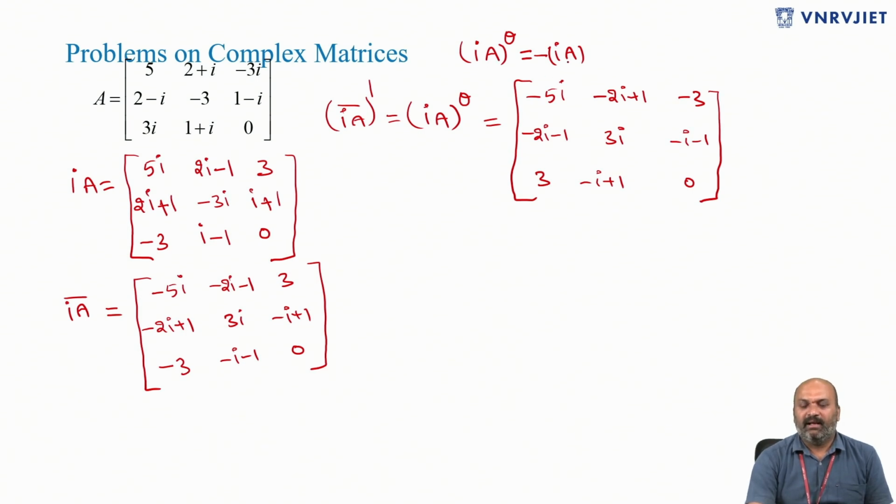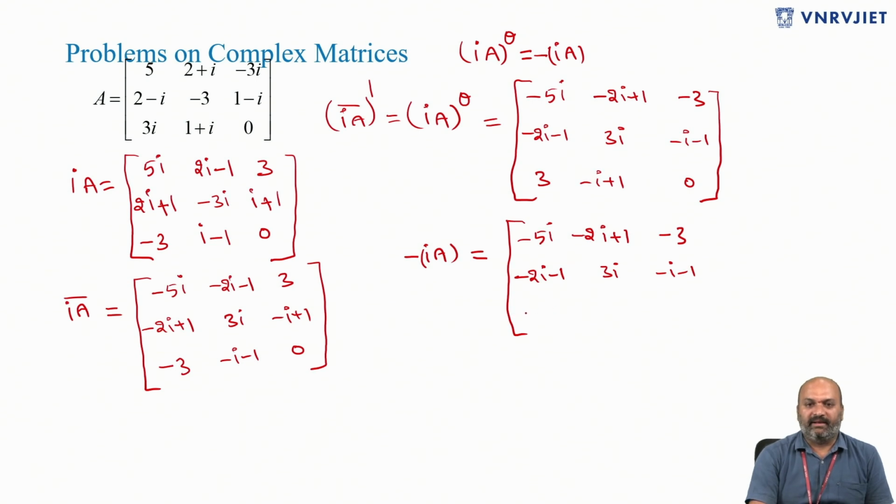Left hand side we obtained. Let's see the right hand side. We have iA, let's multiply it with minus i, so minus i into A. Multiplying every element with the minus sign: that is minus 5i, minus 2i plus 1, minus 3, minus 2i minus 1, plus 3i, minus i minus 1, plus 3, minus i plus 1, and of course 0.